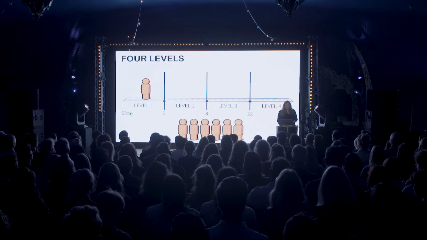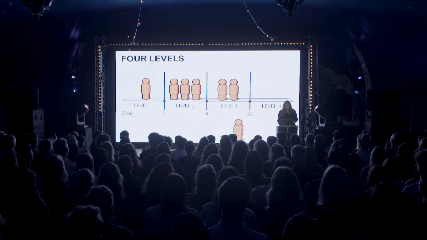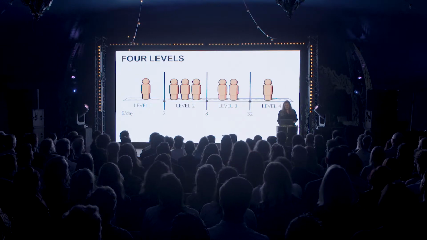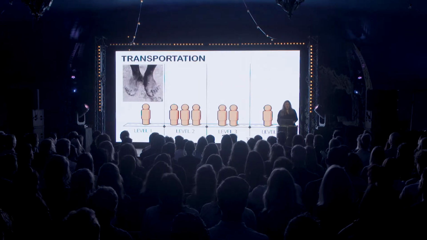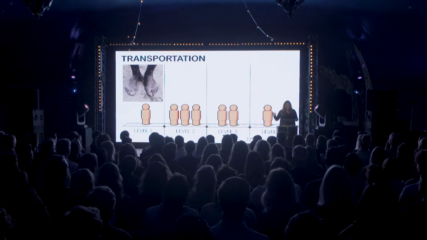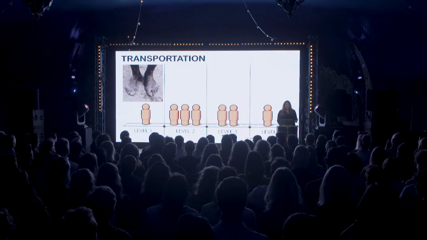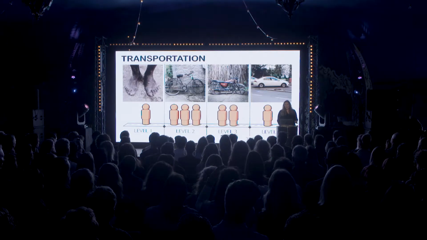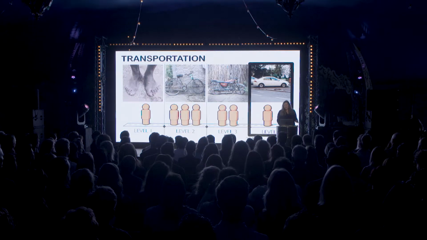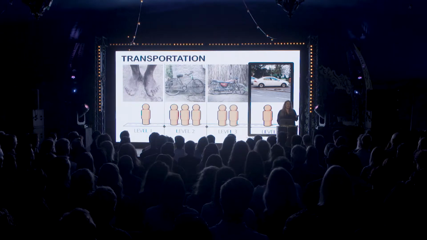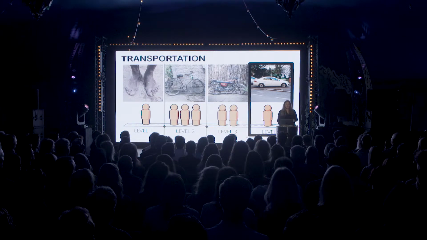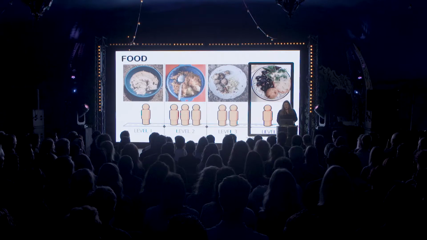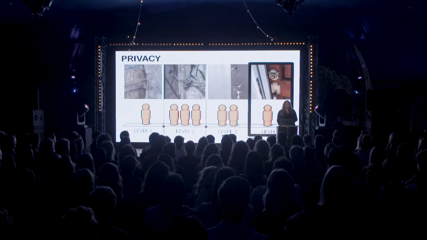You have 1 billion on the poorest level, 3 next, 2, and 1 on the richest level. Looking at transportation, we can understand the world by, in the poorest level, you will see people walking. Then you will have the bike, the motorbike, and the car. And all of us, we're basically up here. Even if we don't have a car, we have access to one if we would need one. We can choose what to eat, and we can look around our stuff.